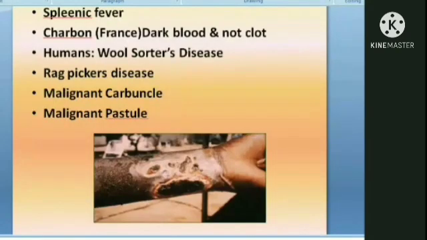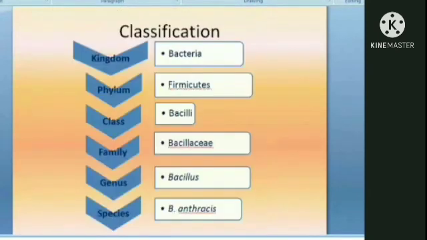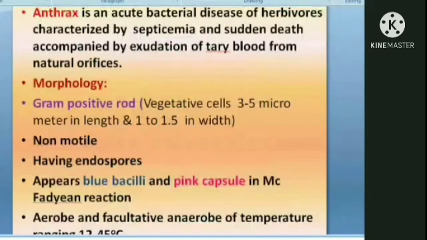So, what were the alternate names of anthrax? They were splenic fever, the Chaban. In humans, we can call them Wool-Sorter's disease, Rag-Picker's disease, malignant carbuncle, and malignant pustule. Then this was the classification, not that important, right? Then we define, how could we define anthrax?